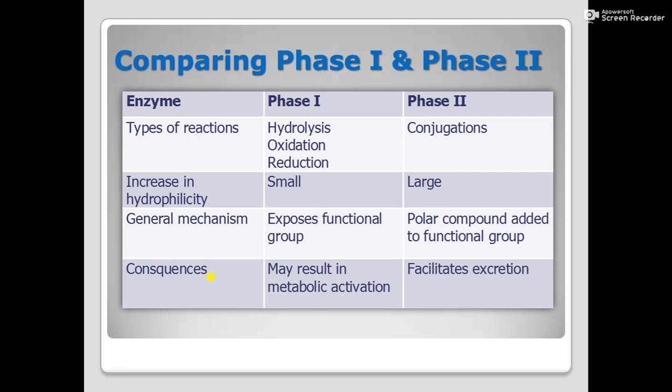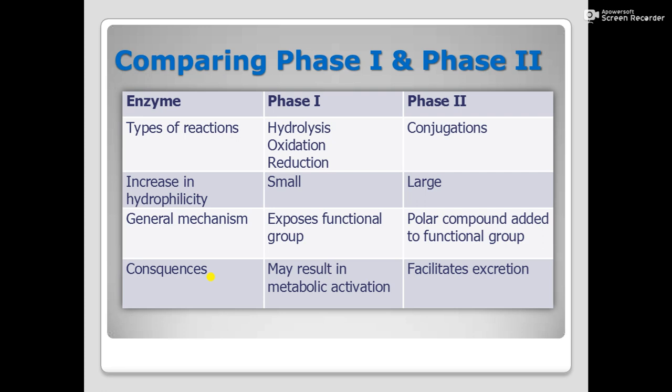Now let's compare phase 1 and phase 2. What actually occurs? There may be the involvement of enzymes which are present in your hepatocytes. So for the types of reaction, there are two types of reactions. One is phase 1 and one is phase 2. In phase 1, there are three types of reaction. One is hydrolysis, breakdown by water. One is oxidation. So you know oxidation is the addition of oxygen or loss of electrons, while in reduction the gain of electrons occurs, or addition of hydrogen takes place. While in phase 2 reaction, conjugation takes place.